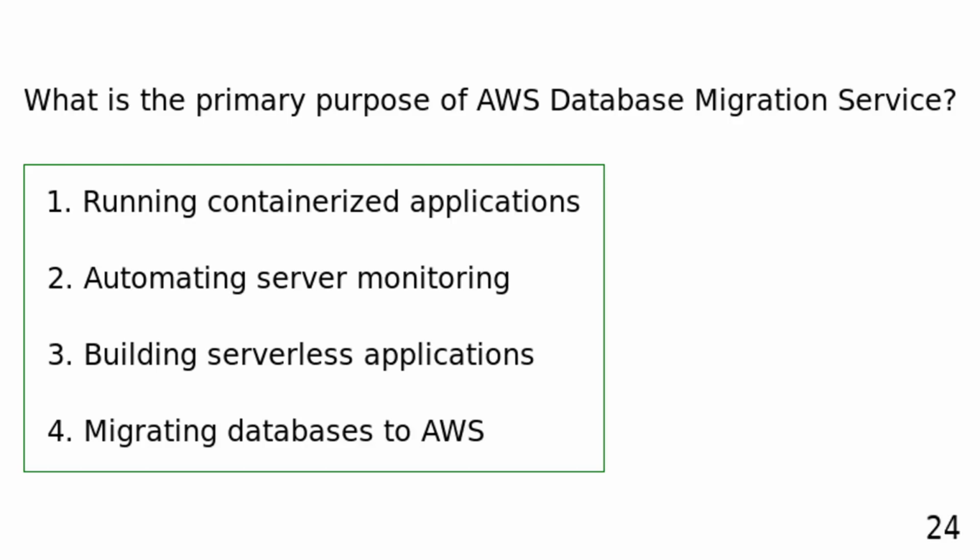What is the primary purpose of AWS Database Migration Service? Running containerized applications. Automating server monitoring. Building serverless applications. Migrating databases to AWS.